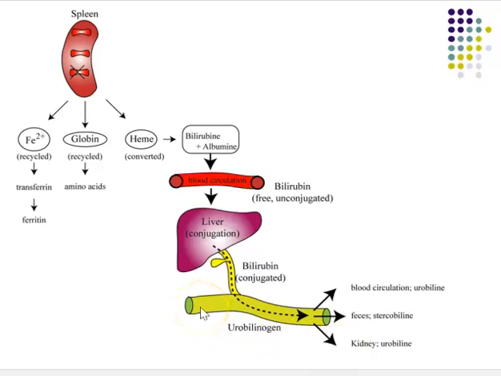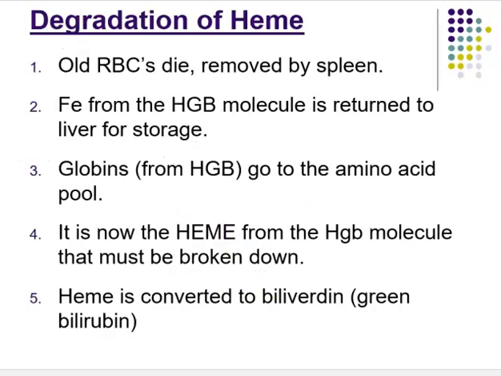But we'll cover all these steps in a little bit more detail in the coming slides. But I did want to review this image because we had looked at it before, or this flow of how the degradation happens in hematology. So again, the old red blood cells die and they're removed by the spleen. The iron from the hemoglobin molecule is returned to the liver for storage. The globulins from the hemoglobin go to the amino acid pool, so they're recycled. So now we're just left having to deal with the heme from the hemoglobin molecule.